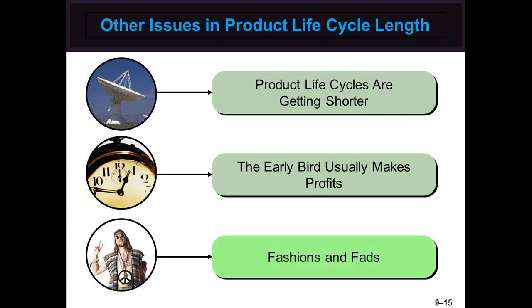Fashion is the currently accepted or popular style. A fad is an idea that is fashionable only to certain groups who are enthusiastic about it. Product life cycles for fashions and fads tend to be happy but short, and they may sell extremely well for a limited period of time.